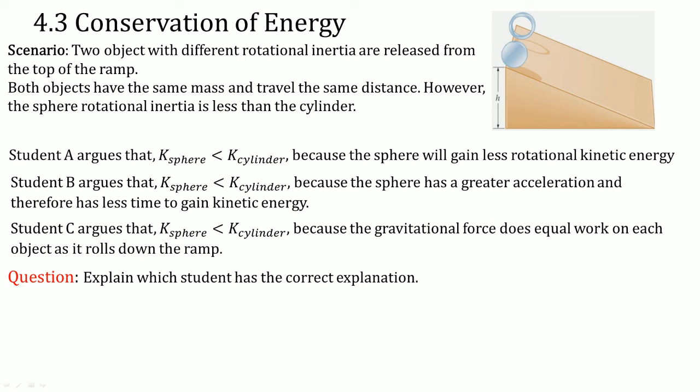Scenario: two objects with different rotational inertias are released from the top of the ramp. Both objects have the same mass and travel the same distance. However, the sphere's rotational inertia is less than the cylinder's.